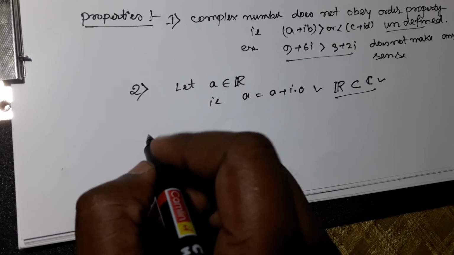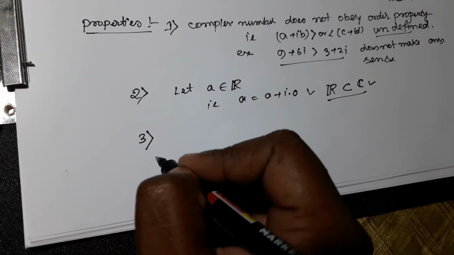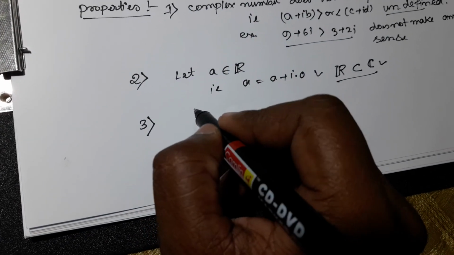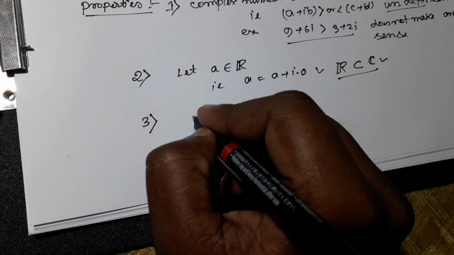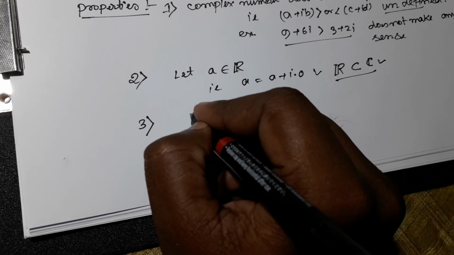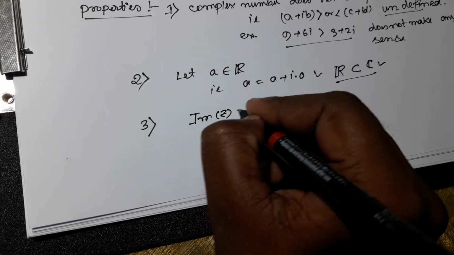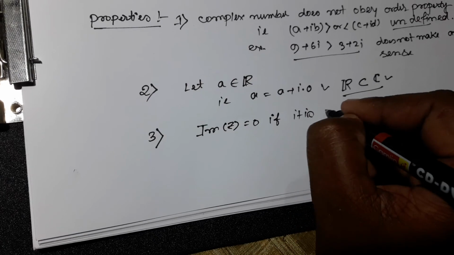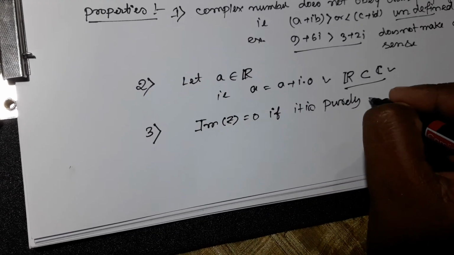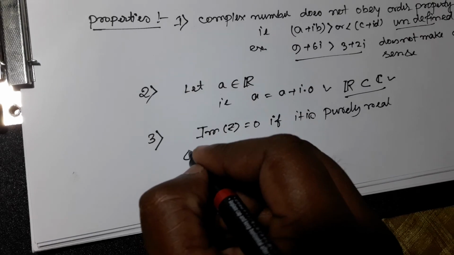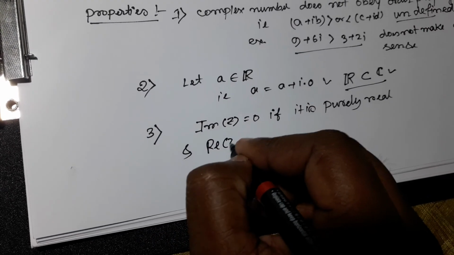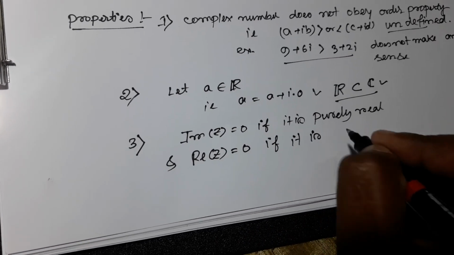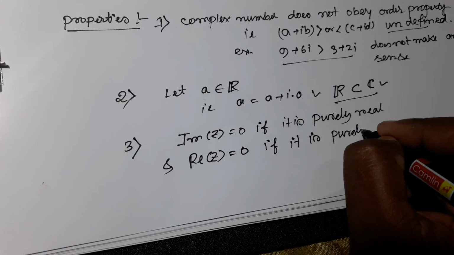Property number 3 implies that Im Z equals to 0 if it is purely real, and Re Z equals to 0 if it is purely imaginary.